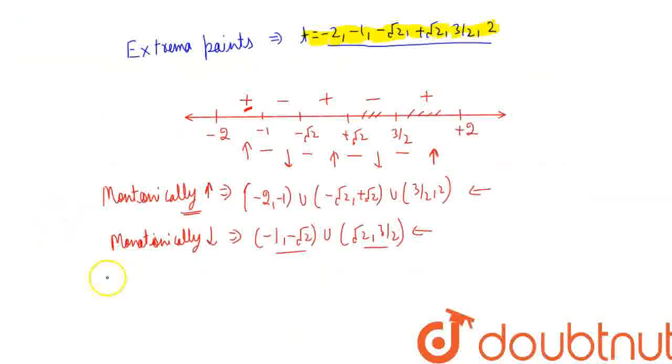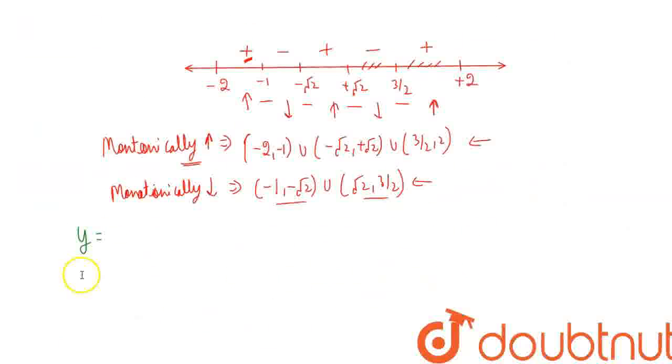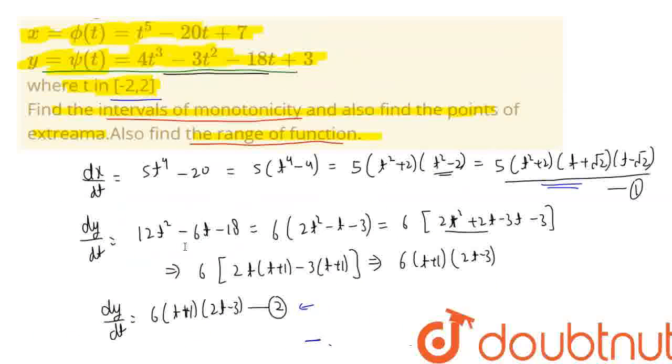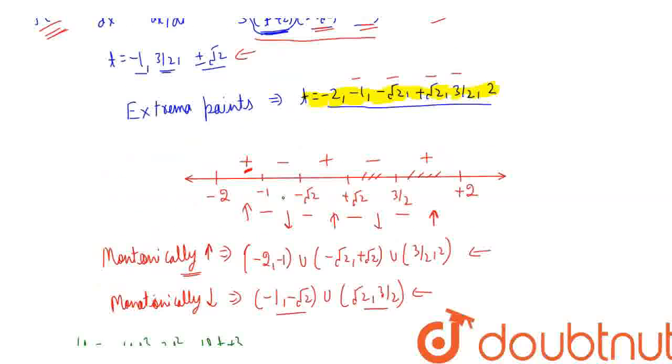Here we are given y equals 4t cube minus 3t square minus 18t plus 3. So this is the function y. Now we are going to find the functional value of this function at all of these points of extrema. From this we can comment on what is the maximum and the minimum value of this function.